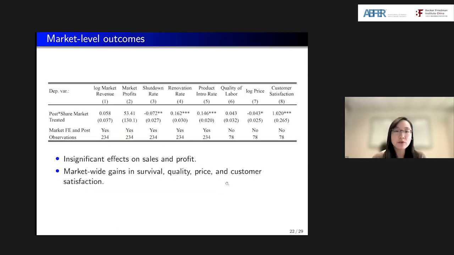And lastly, we also do a market level regression, in which we aggregate those outcomes to the market level. So we don't see any significant effect on sales and profits, although the magnitude of the impact is not that small. But we do see market-wide gains from survival, quality, prices, and consumer satisfaction.